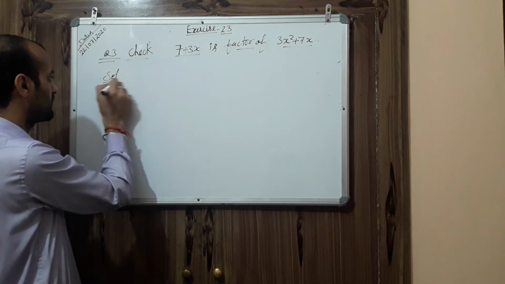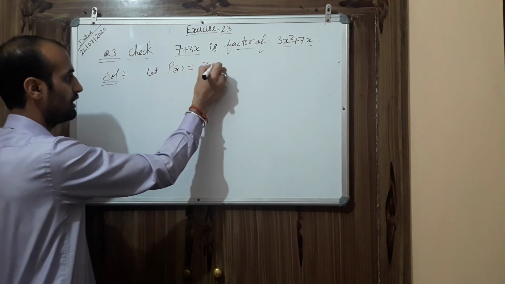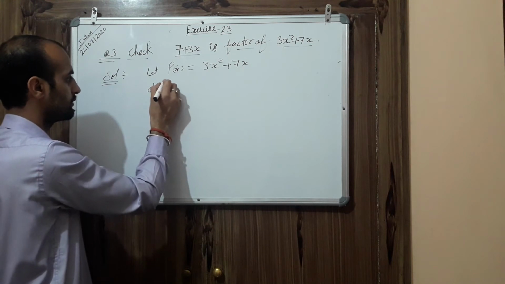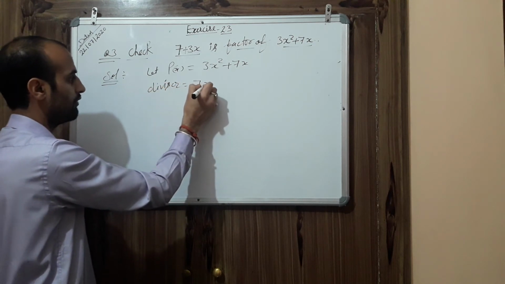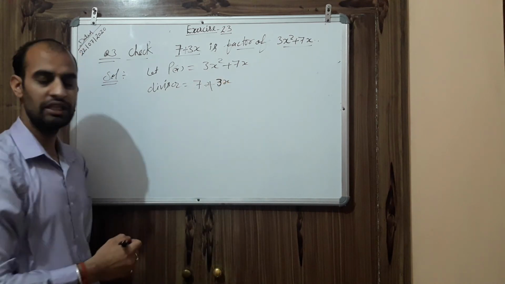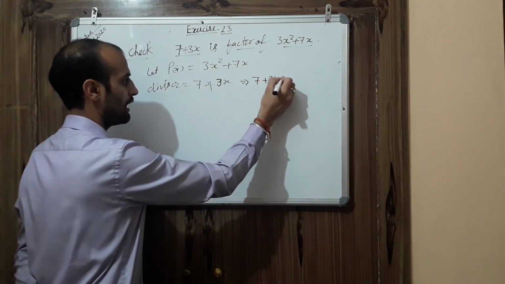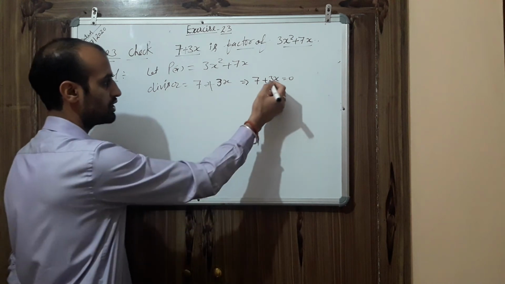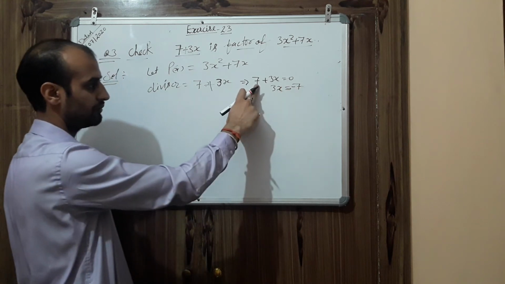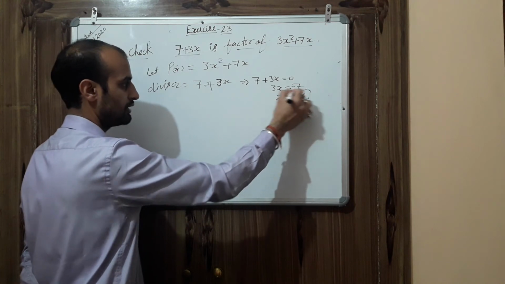So let's take first, once again, let p(x) equal 3x raised to power 2 plus 7x. The divisor is 7 plus 3x. So your first task is to take this divisor equal to 0, which implies 7 plus 3x is equal to 0. If you calculate x from here, you will get 3x equals minus 7, then x is equal to minus 7 upon 3. This is the value of x.